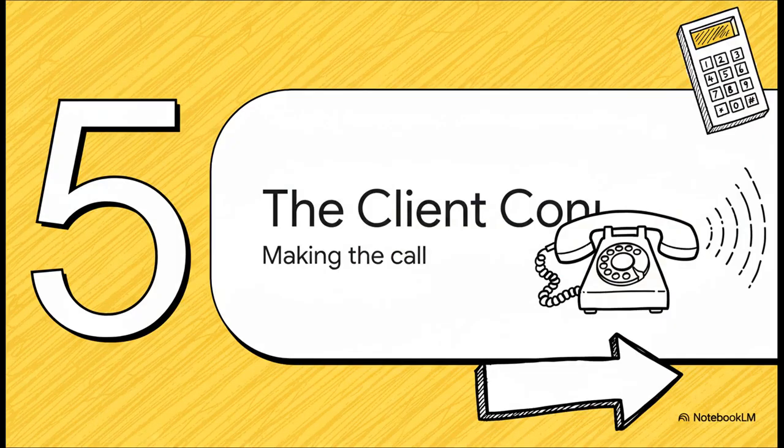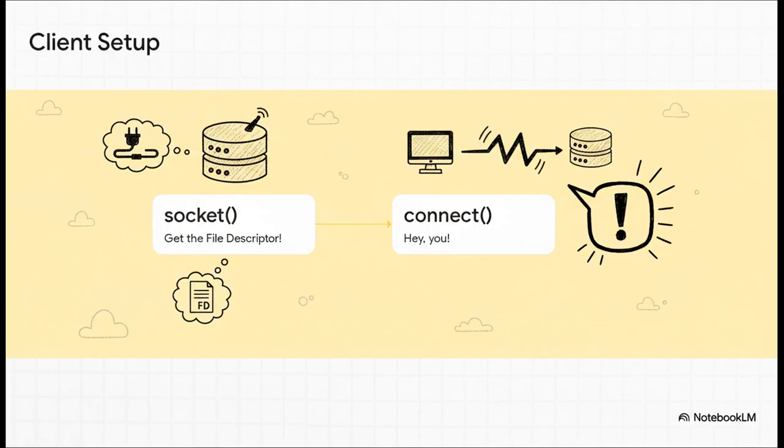Okay, so the server is ready and waiting. Let's switch over to the other side of the line. The client's job, the one who's actually making the call, is, believe it or not, even simpler. It just has to get a phone and dial the number. So just like the server, the client starts by calling socket to get its own file descriptor, its own phone. But after that, it only needs to make one more call, connect. It just passes in the server's IP address and port number, and that's it. The operating system handles all the hard work.